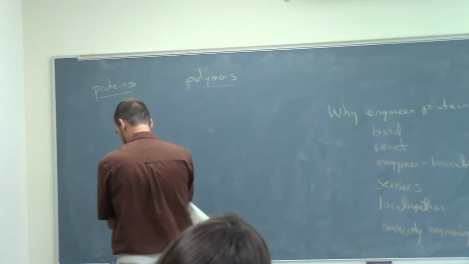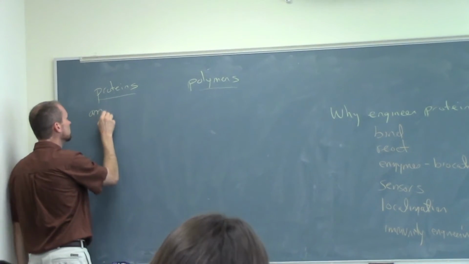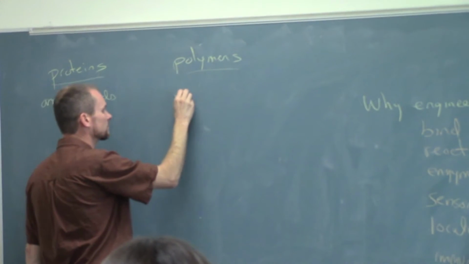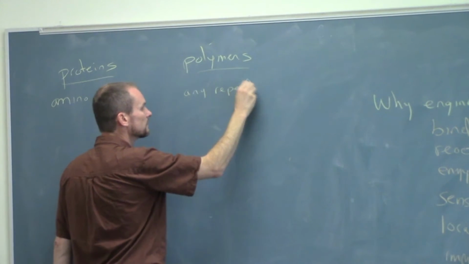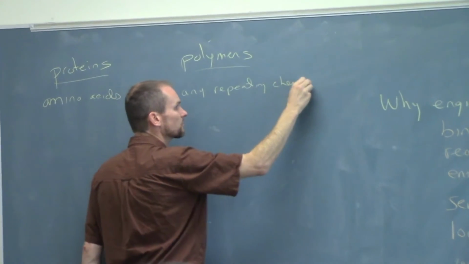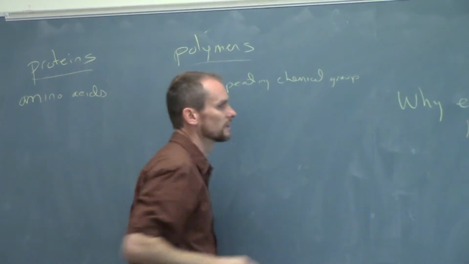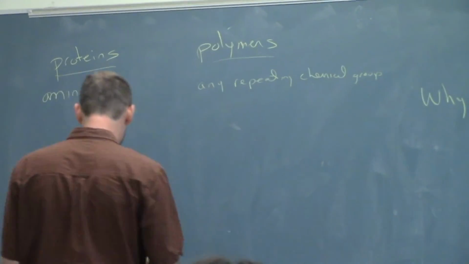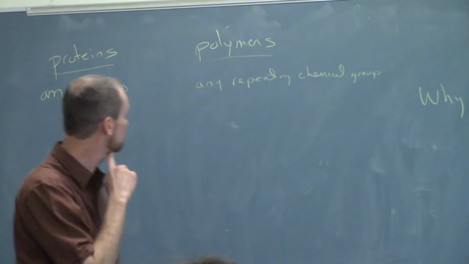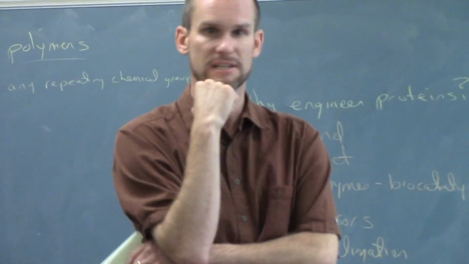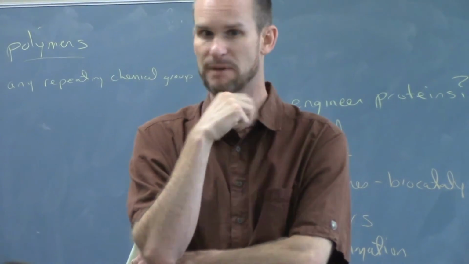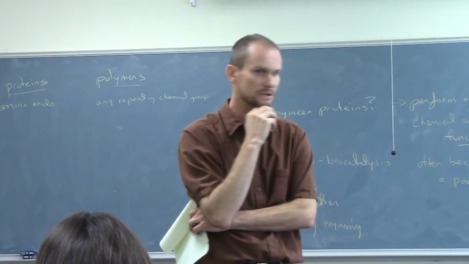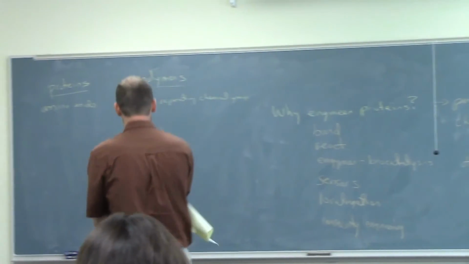So proteins are composed of amino acids. Polymers could be any particular repeating chemical group. So you could have different, say, ethylene glycol, vinyl chloride, something like that. But we can make polymers, right? We've been doing this since the 60s, and even before that we've been making polymers. We're very high-tech polymers. We do a lot of very particular things with them. But why do we want to engineer a protein? I mean, why are they better than polymers?